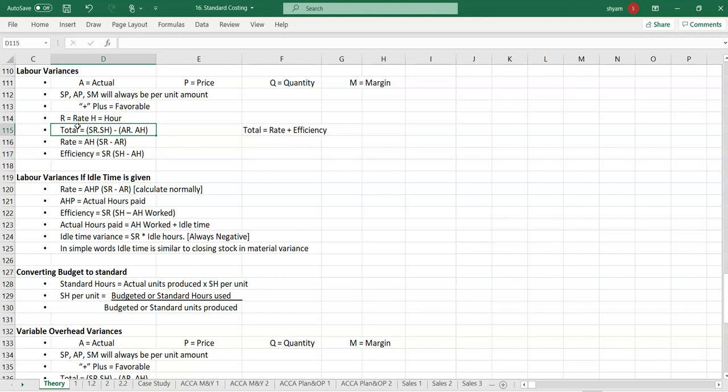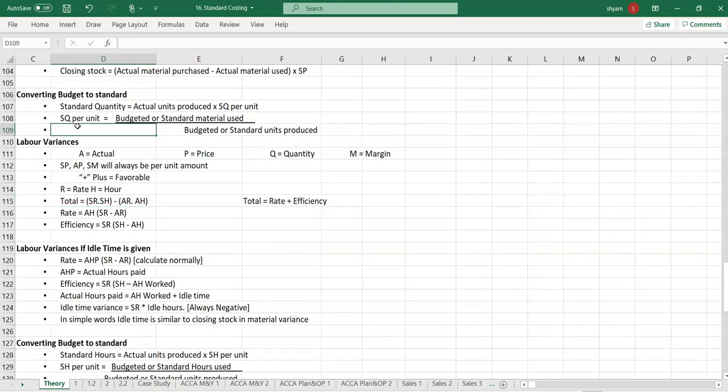Again, this is not a new ratio here. We have the wordings like SR is standard rate. R here refers to the rate, and H here refers to hours, and S refers to standard.